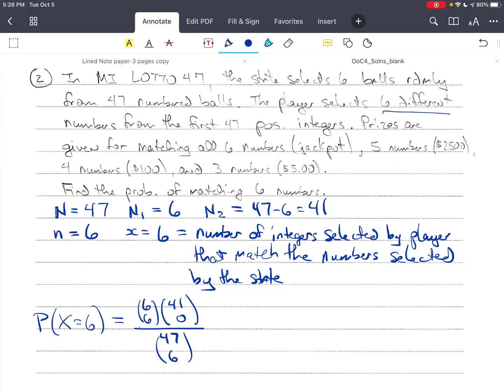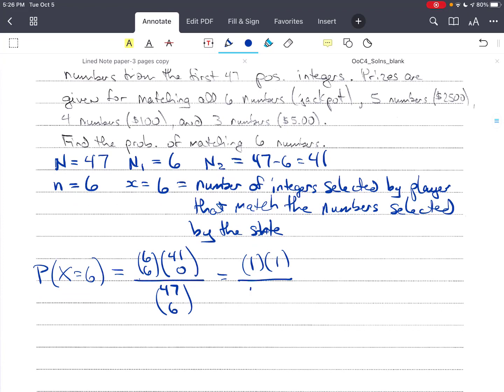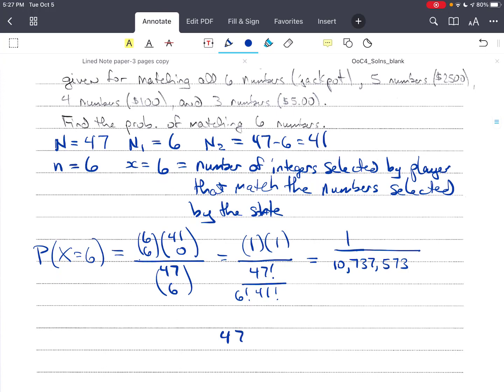Now 6 choose 6 is just 1. And 41 choose 0 is again just 1. And so we have to find 47 choose 6. And this is going to be 47 factorial divided by 6 factorial and divided by 41 factorial. We can use a key on the calculator or on the computer, and we're going to get 1 over 10,737,573.